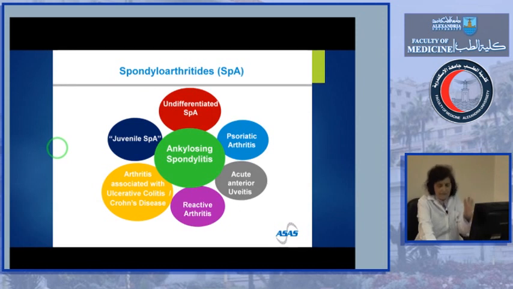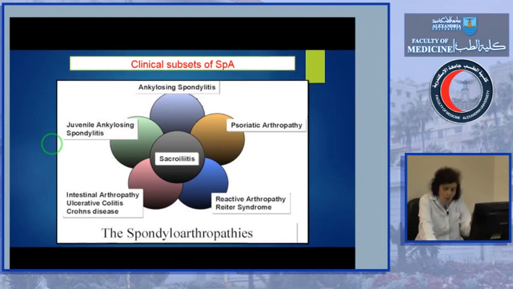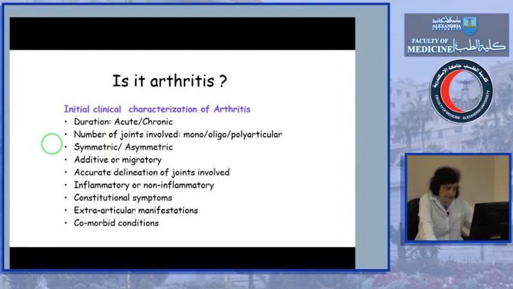The prototype, what you should know very well, is ankylosing spondylitis, and the other entities are what you've taken in the lectures. So the clinical subsets that you should know very well include ankylosing spondylitis. At the hallmark is the sacroiliitis.